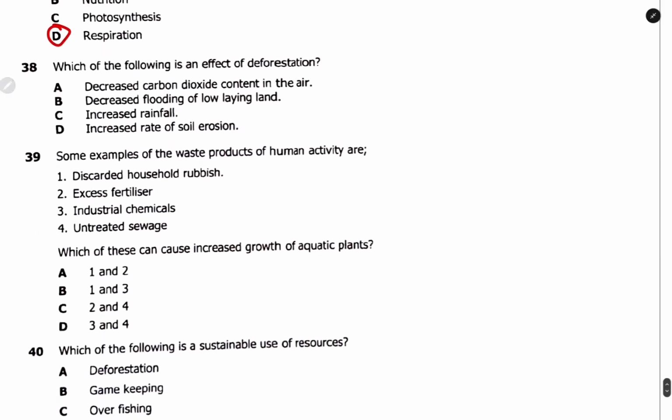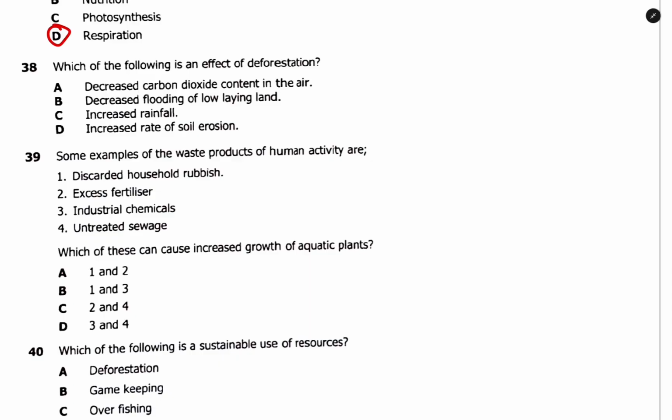38. Which of the following is an effect of deforestation? Deforestation is just the cutting down of trees. It might be for agriculture or for some other purposes. Okay, so those are the causes. Which of the following is the effect?